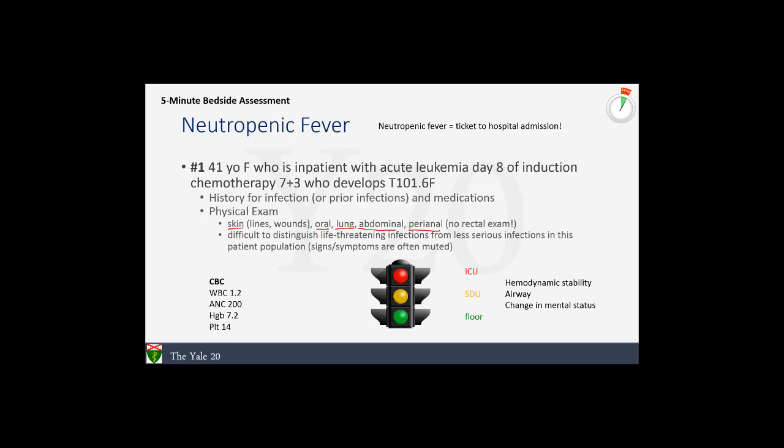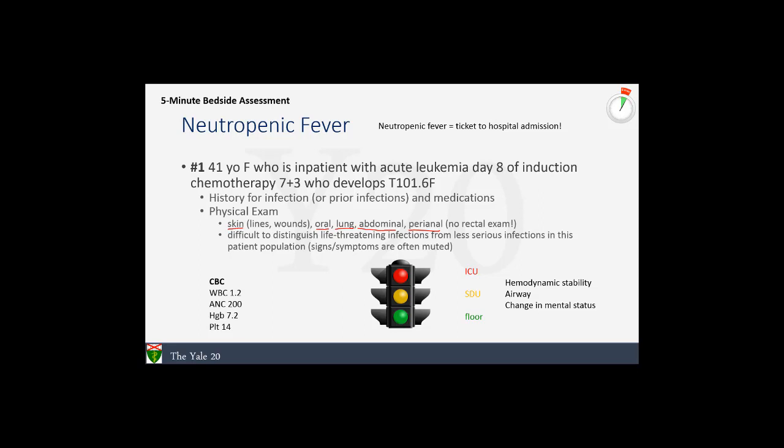Do they need pressors? You want to look at their airway. If they're in a lot of respiratory distress, say a lung infection, do they need to be intubated? If they have a change in mental status, if they become very lethargic, or if they become obtunded and may need to be intubated, those are indications for going to the ICU.